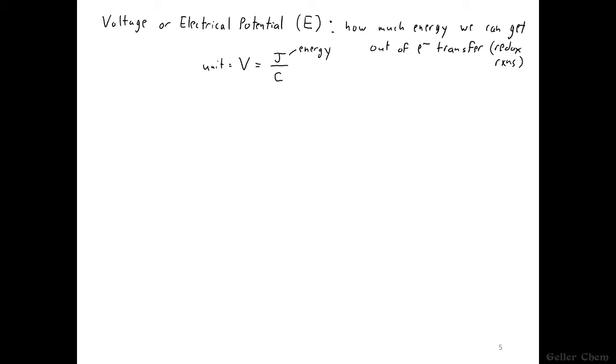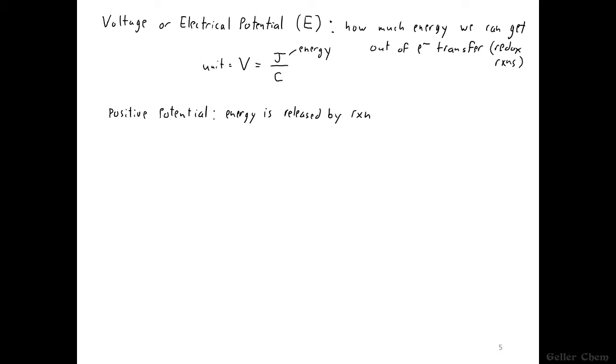Now, a voltage or electrical potential can be positive or negative in value. And if we have a positive potential, that means that energy is released by reaction.